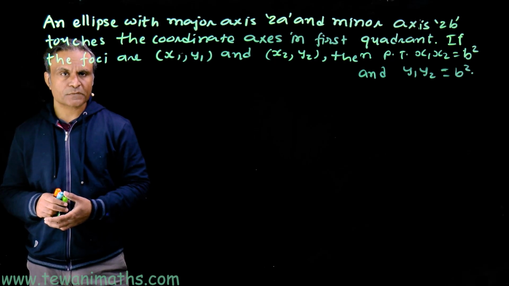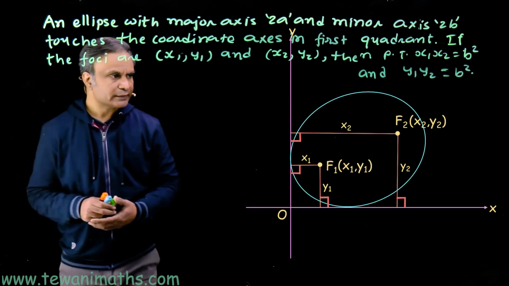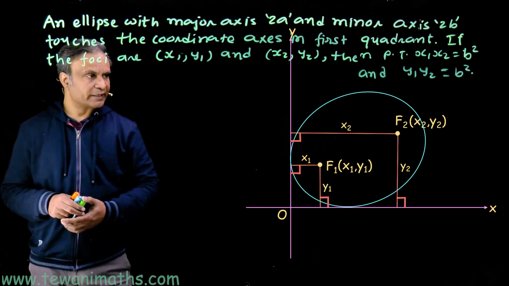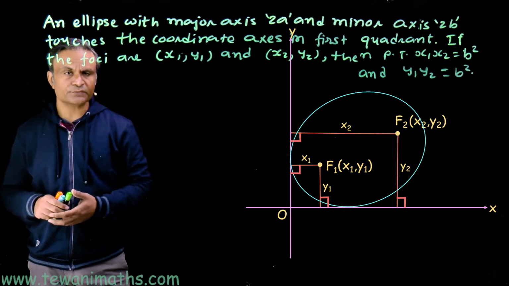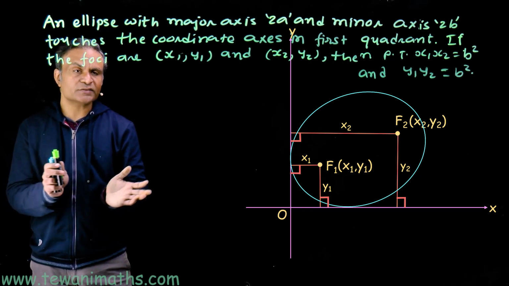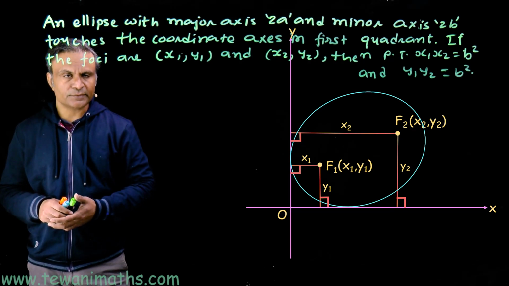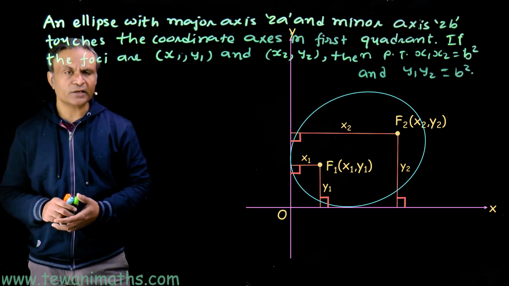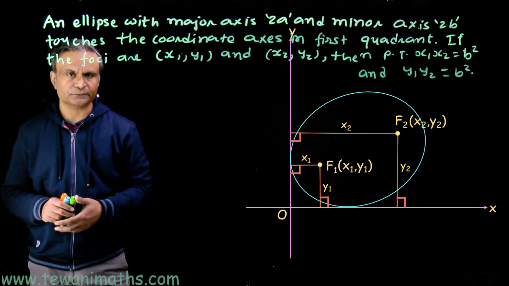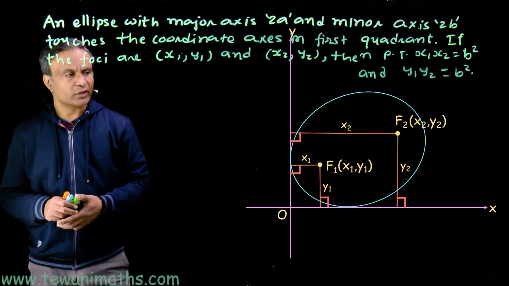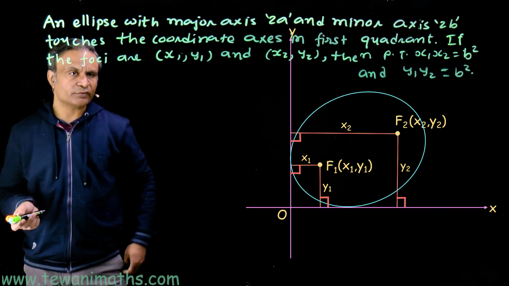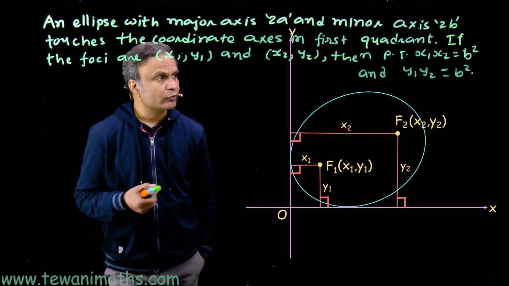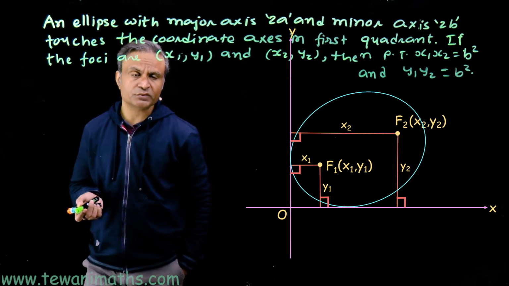Okay, so we have this figure. We have the coordinate axes. The ellipse lies in the first quadrant touching both the axes. In fact, the ellipse slides between the axes. The ellipse touches both axes in the first quadrant and slides between them. Foci are F1 and F2. Coordinates of F1 are (x1, y1). Those of F2 are (x2, y2). We have to prove that x1 x2 is equal to b square.